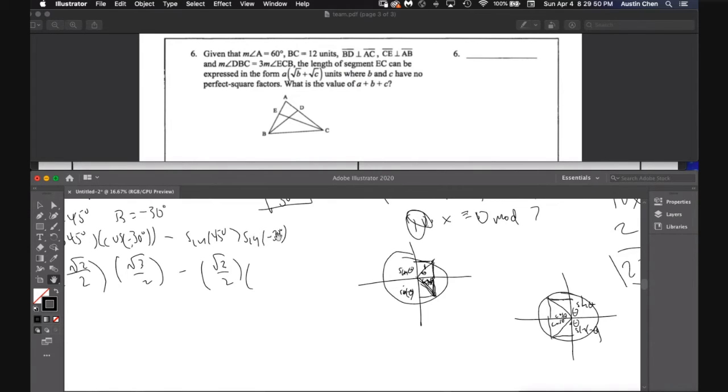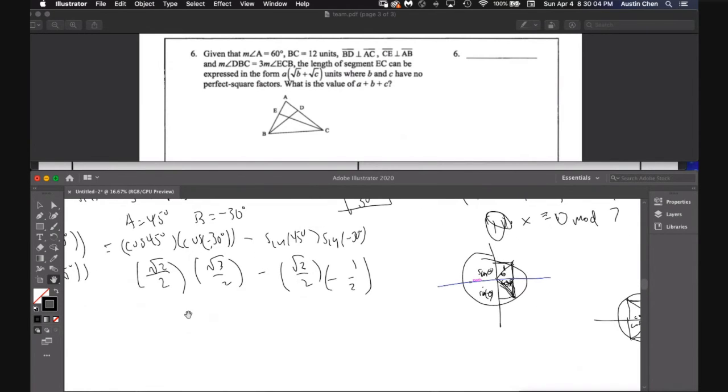So sine of negative 30 degrees would equal the negative of sine of 30 degrees. And we know what the sine of 30 degrees is. It's just going to be 1/2. So then we're going to put an extra negative in there. And then this is our whole expression.